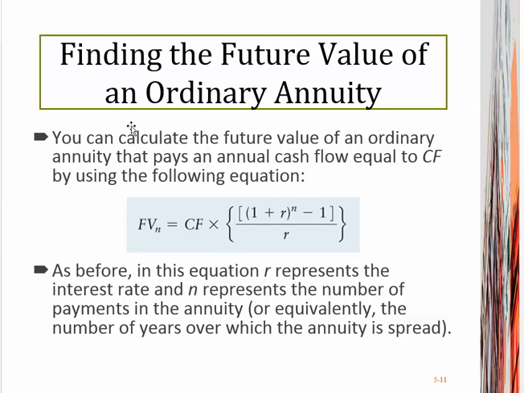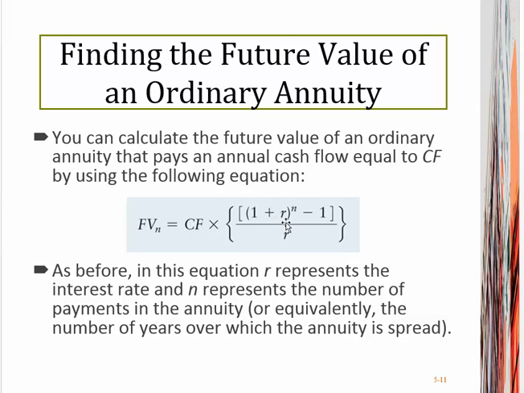You can calculate the future value of an ordinary annuity, right? To place an annual cash flow, you can use this formula. As before, the R in this formula represents the interest rate. The N represents the number of payments in the annuity, so again it's spread out over time. I'm just going through these formulas a little bit so you can understand how they're calculated.